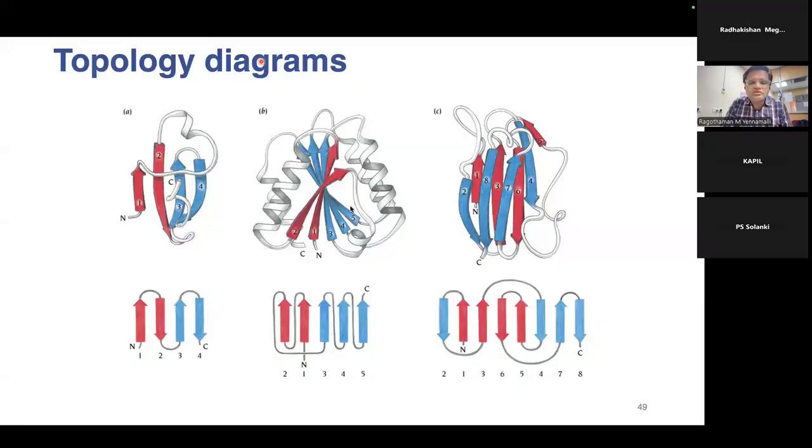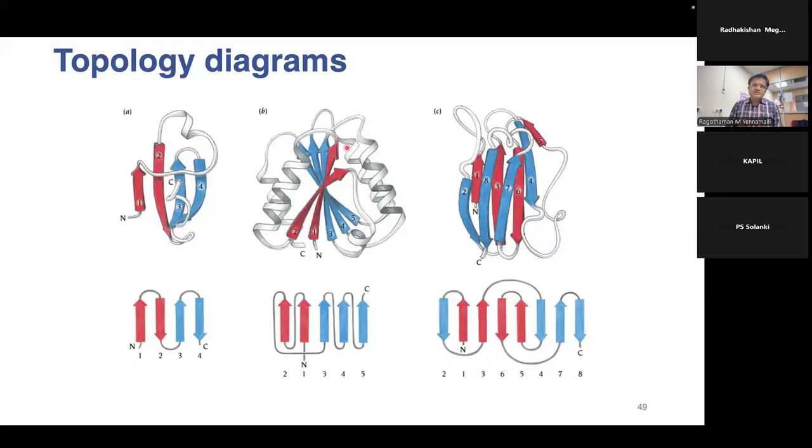There's a question: do multimeric proteins perform a single function or multiple functions? Usually, every protein ends up working for one particular function. So even if it is a multimeric protein, it will be doing only one function.